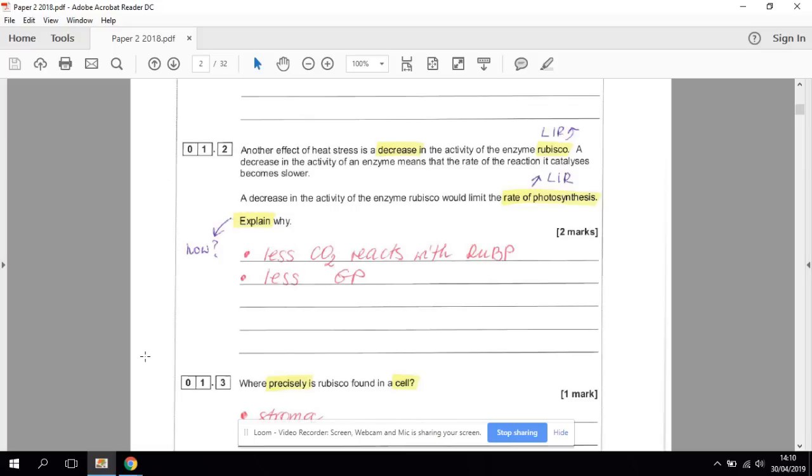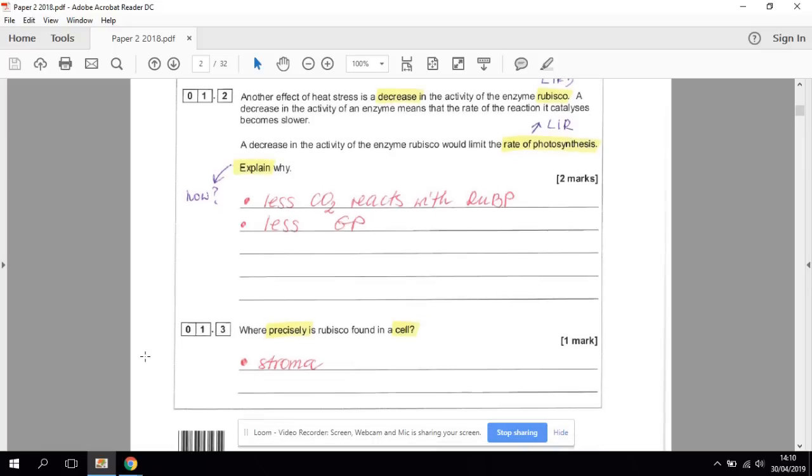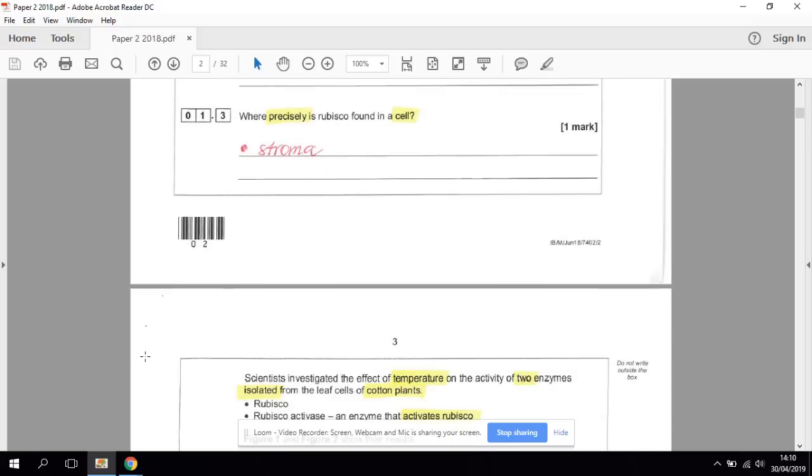Then we've got a statement that a decrease in the activity of the enzyme Rubisco would limit the rate of photosynthesis. What part of photosynthesis is Rubisco involved in? Light-independent reaction. So how does that limit it? Because less carbon dioxide will react with RuBP, so that 5-carbon molecule, so less GP will be produced. Next question: where exactly can you find Rubisco? In the stroma, because this is where the light-independent reaction takes place.